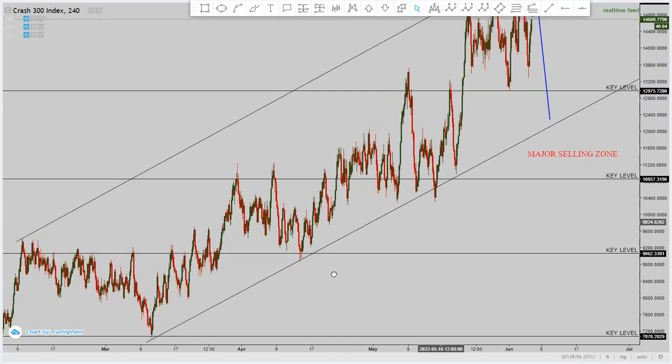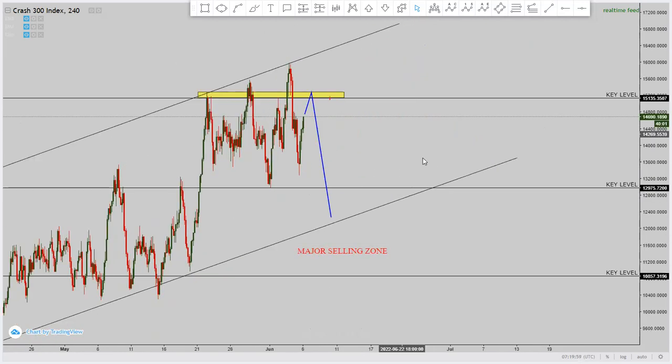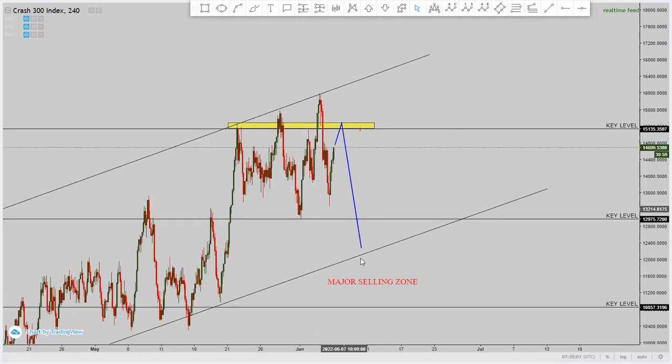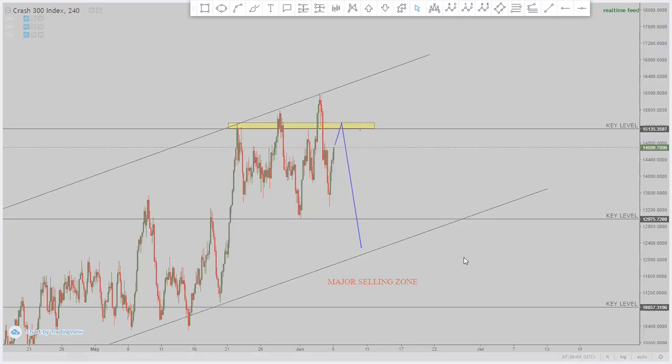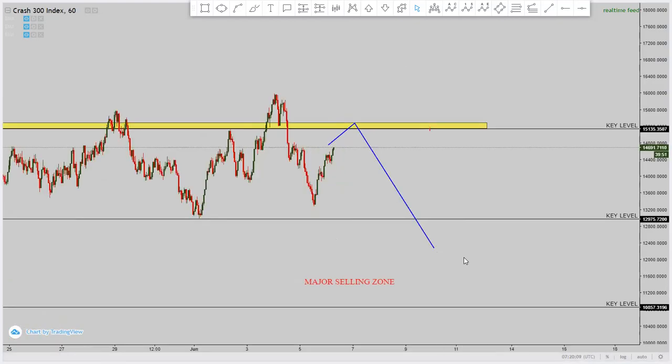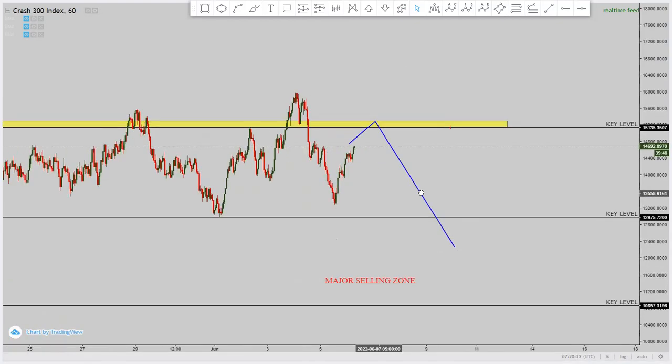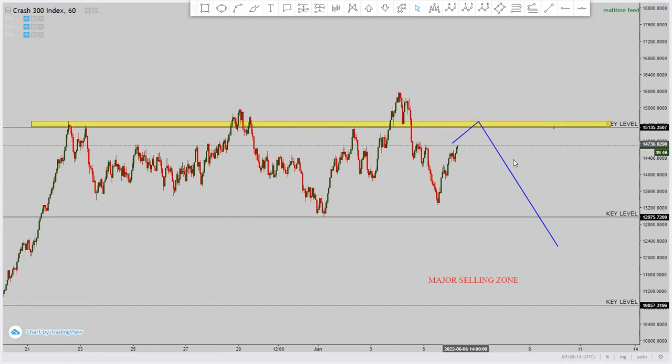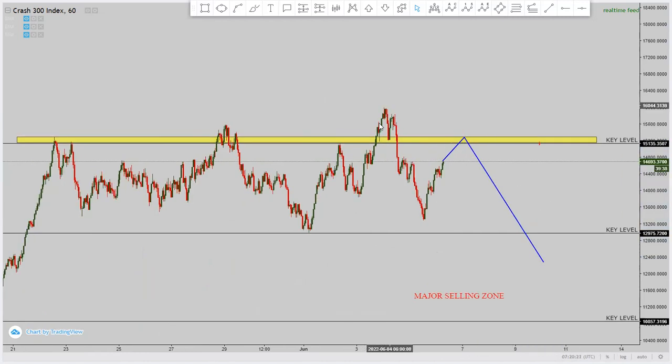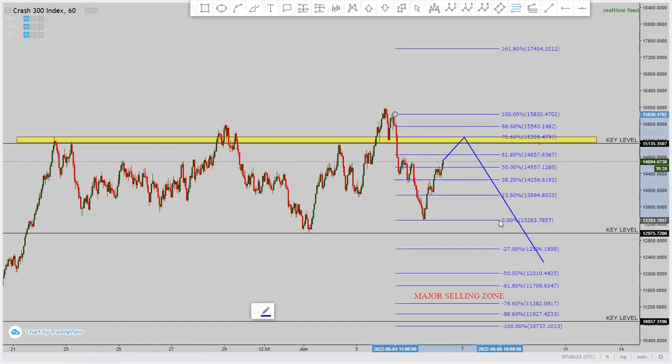You can also have such a channel on your chart and also mark out your key level where you're expecting to start selling the Crash 300. So going to a lower time frame now, it's simply a waiting time, because right now we most probably expect price to push all the way to that zone here. So everyone who missed the sales, all these sales that started there, they actually have an opportunity. It will be another chance for you.